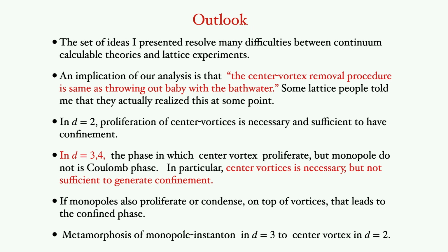Similarly, in some sense, in continuum Seiberg-Witten theory, when you start with perturbative analysis, that's already the setup in which the center vortex is condensed. On top of that, if you have monopoles, and if these monopoles proliferate in an appropriate way, they generate confinement.